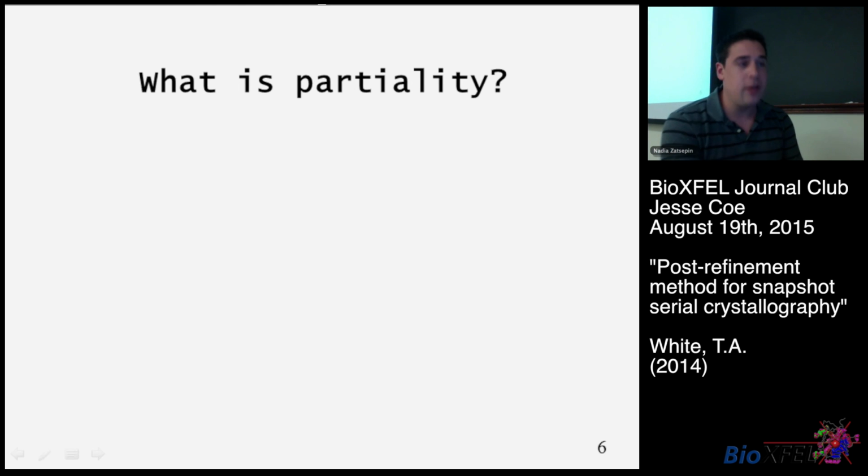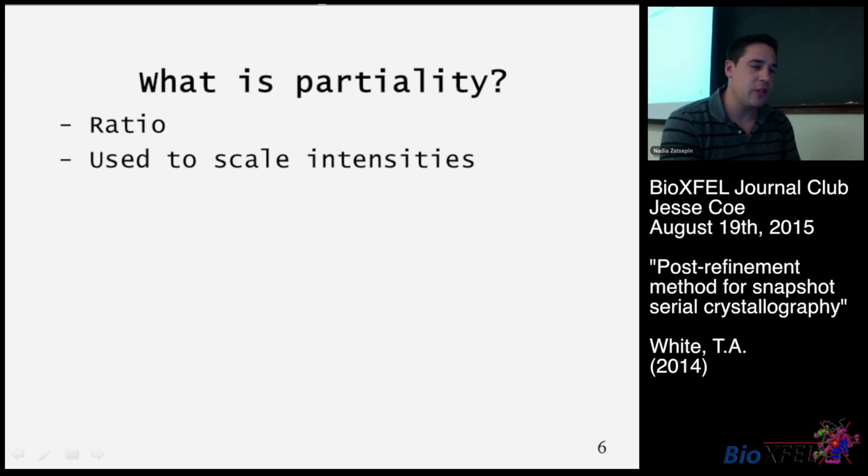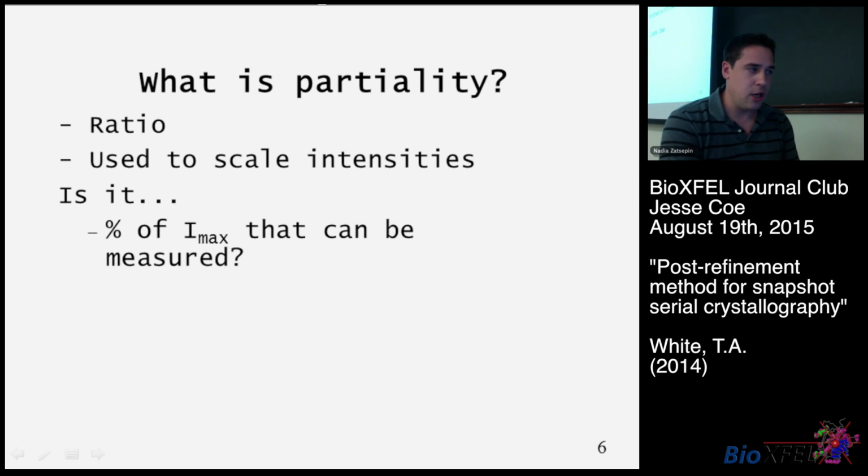So to begin, one thing that I found was partiality is not as straightforward as you'd think. We do know that it's going to be a ratio. It's going to tell us something about the intensities. We want to scale them. We want to know an idea of what fraction of the intensity we measured versus what we would measure if we had measured the entire sphere. So is this the percentage of the absolute max that would be measured on a single snapshot? You can think of that like this.